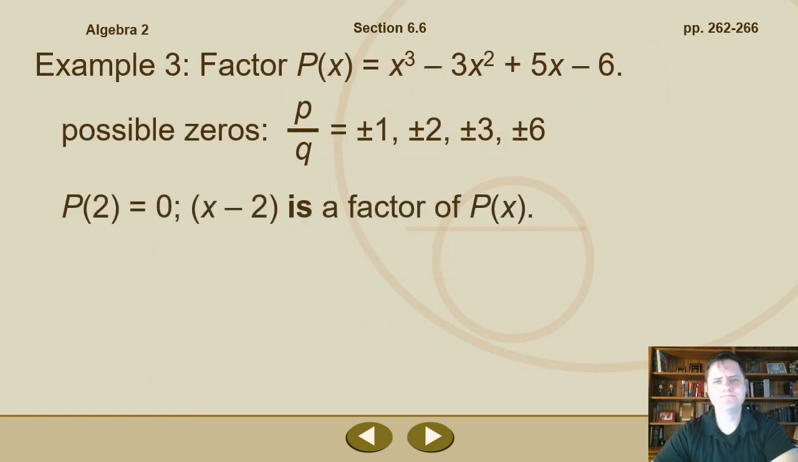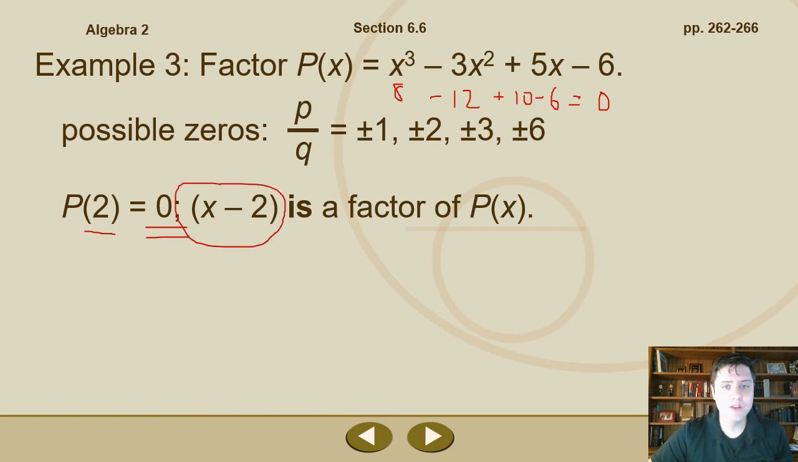Well, let's try 2. If we plug in 2, we'll get 2 cubed is 8, minus 2 squared, which is 4, times 3 is 12, plus 2 times 5 is 10, and then minus 6. So we'd have 8 plus 10 is 18, minus 12 is 6. 6 minus 6 is 0. So that gives me a 0. And since that answer is 0, that means the remainder would be 0. So again, we flip the sign on whatever we put here, and we say x minus 2 is a factor of p of x.